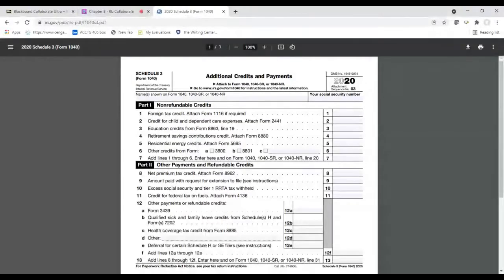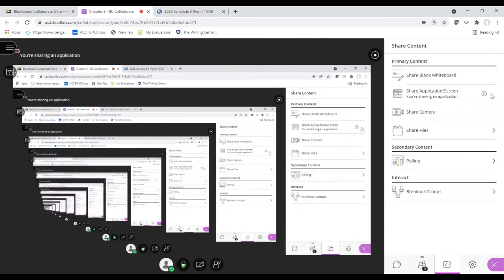Hopefully you see Schedule 3, and it would go on line 10. Okay, and that's where we report excess Social Security tax withheld. So we don't talk a lot about it in our book, and there's no examples, but I just want to make sure you understand that. And if you weren't able to see that, then just grab your Schedule 3.